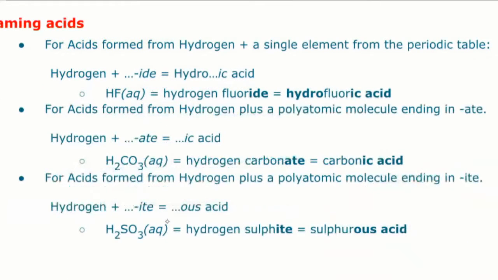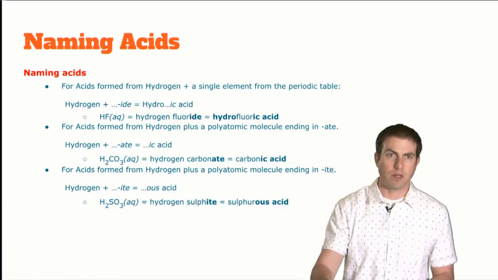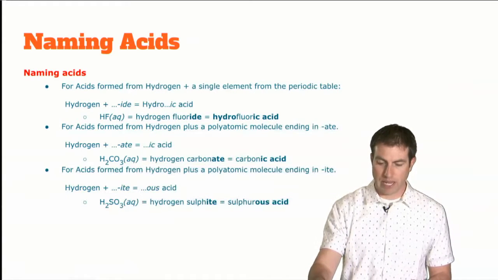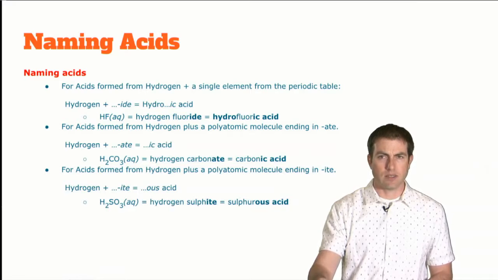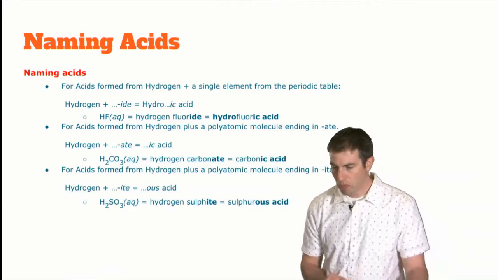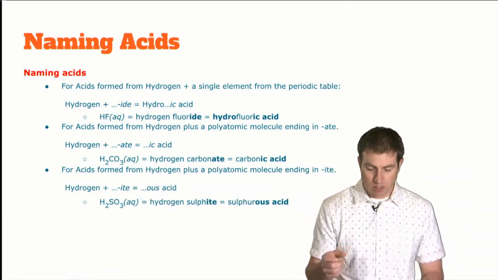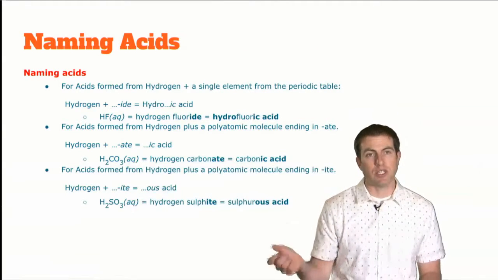Let's look at the next one here. The last one that we can run into is our ites. So hydrogen and anything with, like, sulfite, we change the ite to ous. So sulfite gets changed to sulfurous acid. Sulfuric acid, what were you doing with sulfuric acid? Sulfuric acid is usually a compound that's in batteries. We put sulfuric acid in batteries. I think nitric acid sometimes in batteries as well.